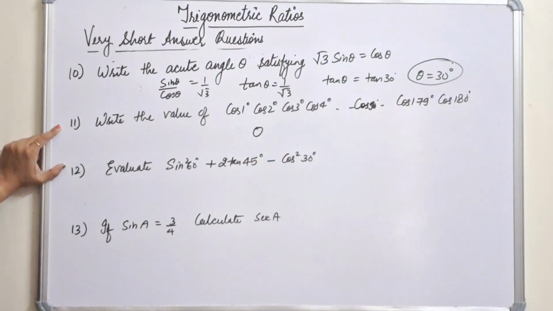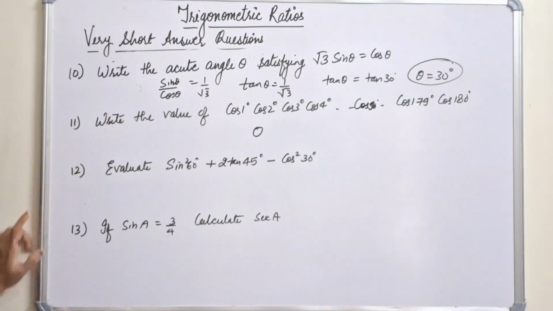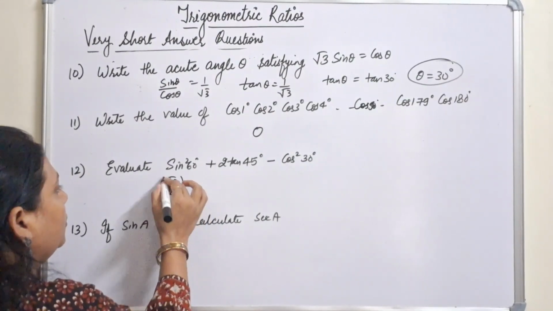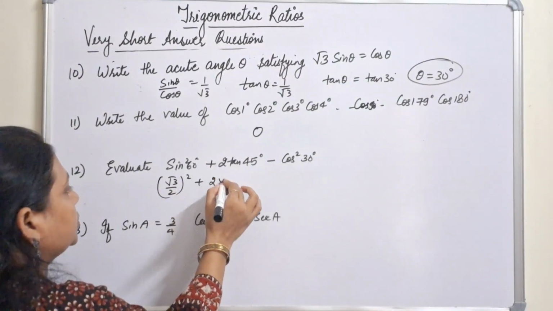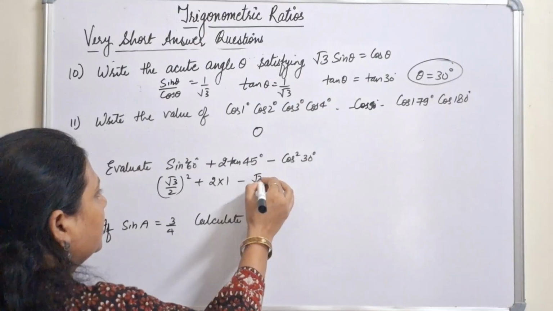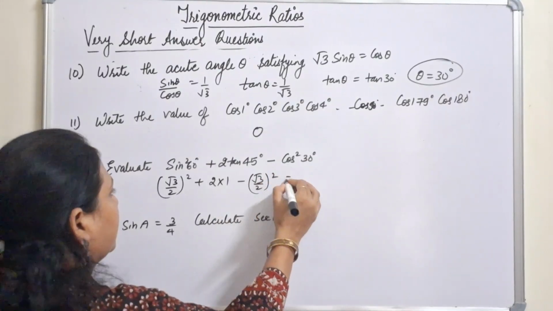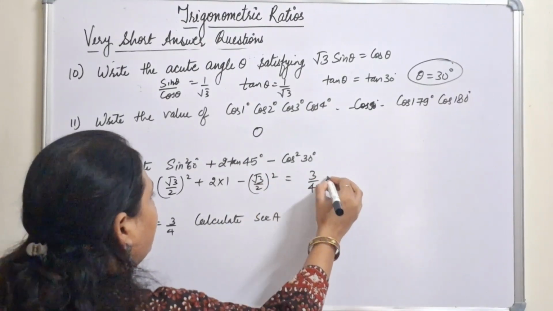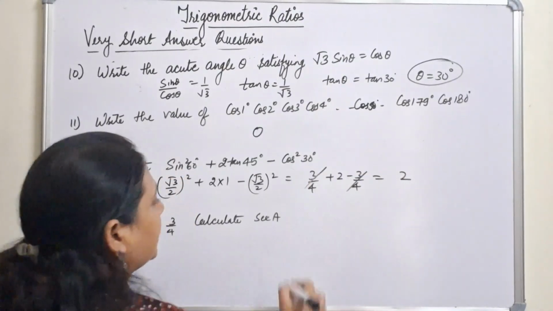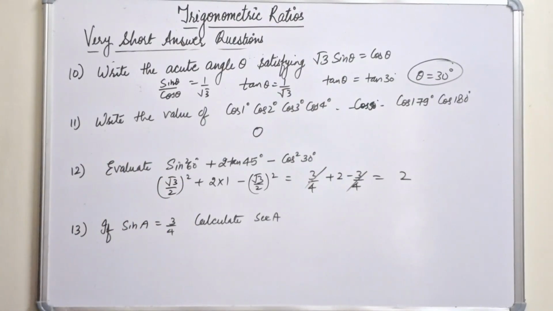नेक्स्ट देखिए, इवेलुएट sin square 60 degrees plus 2 tan 45 degrees. ये भी आपके एग्जाम में आया है. साइन 60 की वैल्यू क्या होती है? √3/2 होल स्क्वायर प्लस 2 इंटू 1 माइनस cos 30 की वैल्यू भी √3/2 का स्क्वायर है। तो देखिए ये 3/4 plus 2 minus 3/4, this will be cancelled and answer is 2.